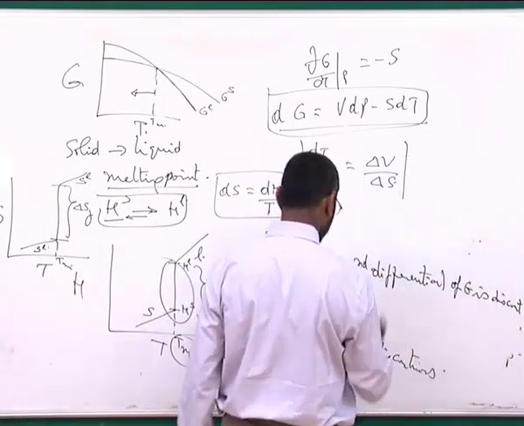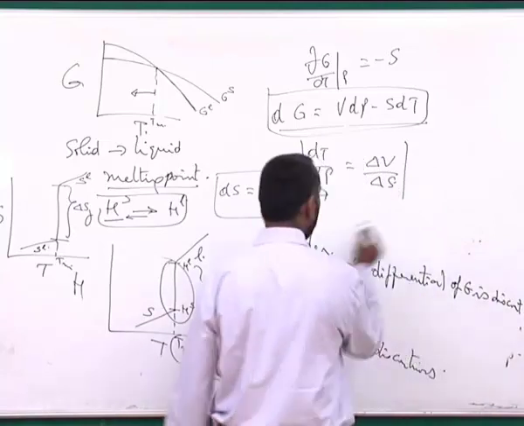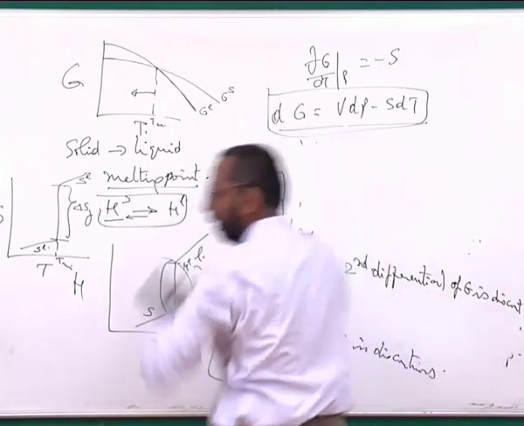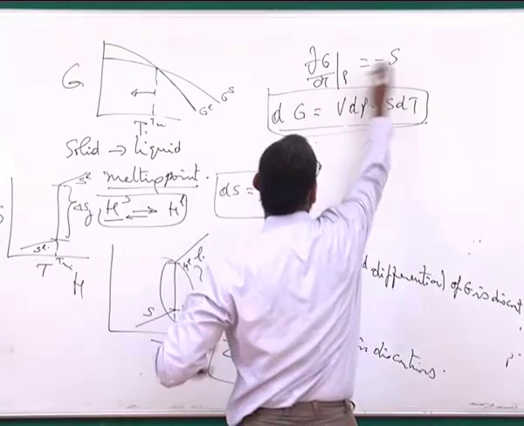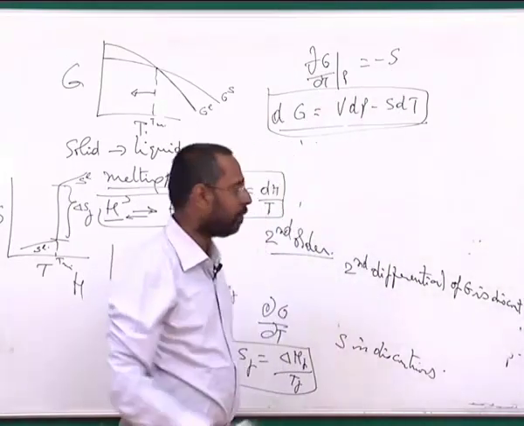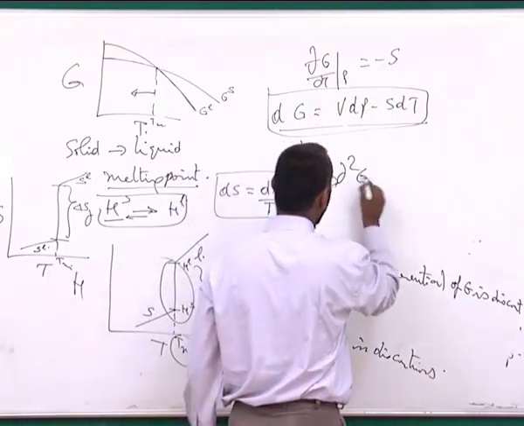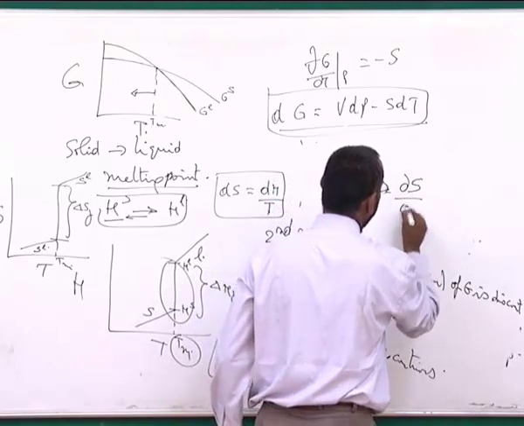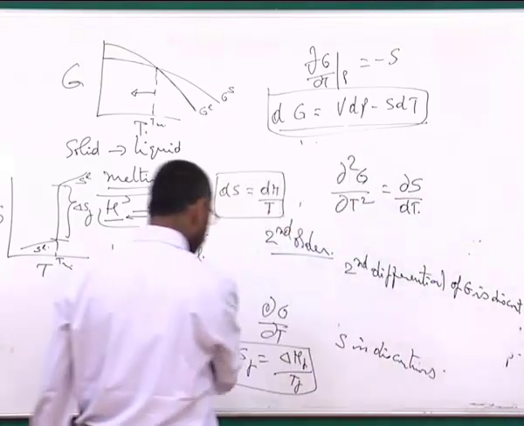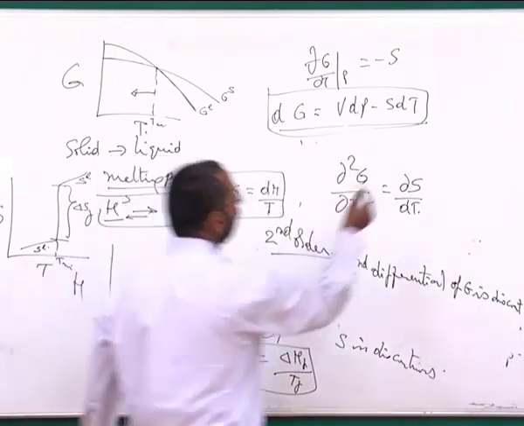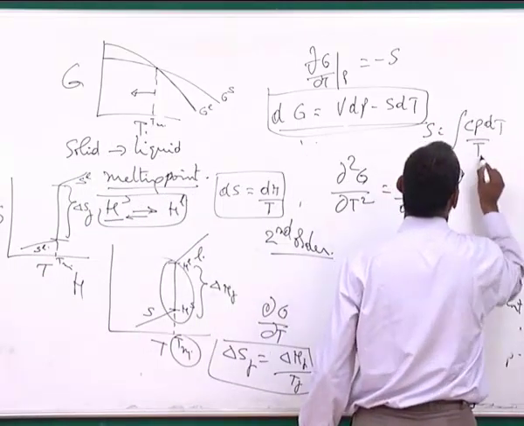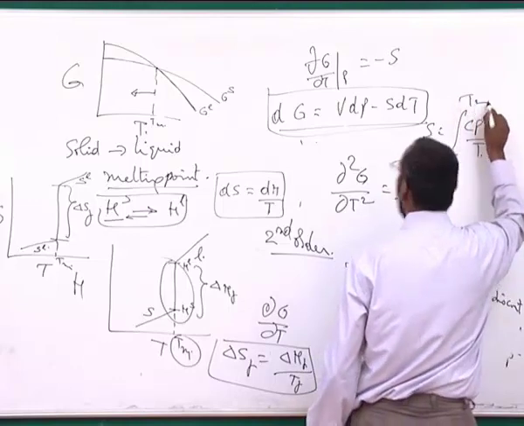The first differential we have already seen, that dou G by dou T, we have written some time back, here it is, dou G by dou T is minus S. So the second differential, dou square G by dou T square, will be nothing but dS by dT. And we have already seen somewhere, S is nothing but integral Cp dT by T, T1 to T2. Why is it so?